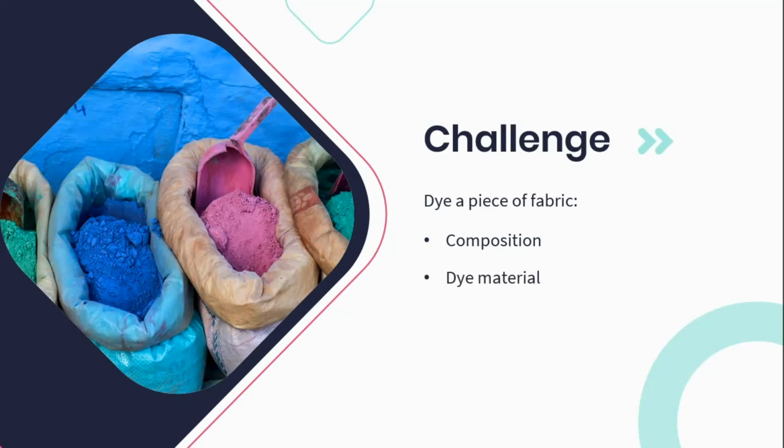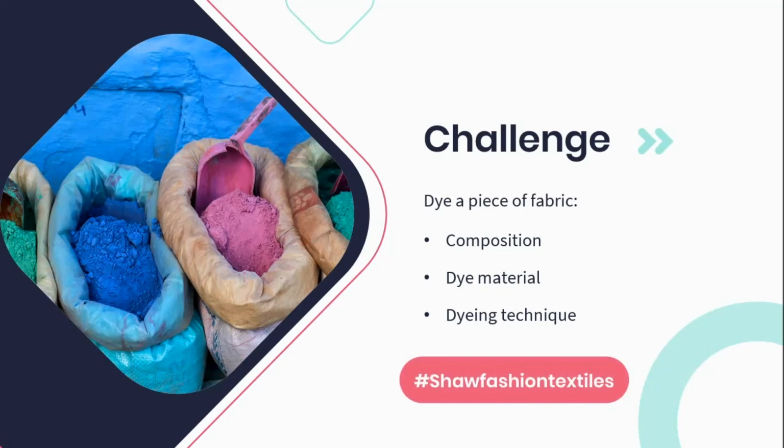Your dye material, and this can be a plant source, a vegetable, spices, or it can be a store-bought dye, and your dyeing techniques. So whether it was tie-dyeing, shibori, just a normal dye, ombre, whatever it was, please tell me what you have done. I would love to see your amazing dyed pieces of fabric, so please tag Shore Academy and use the hashtag #ShoreFashionTextiles.